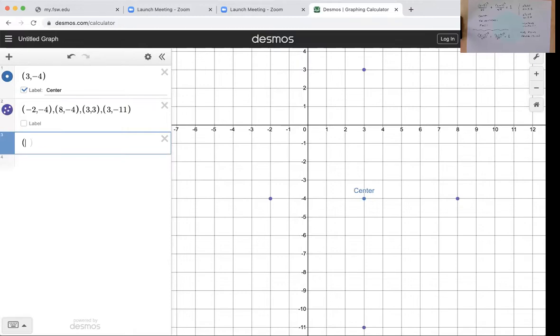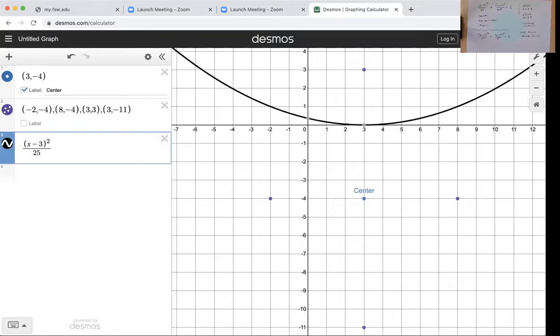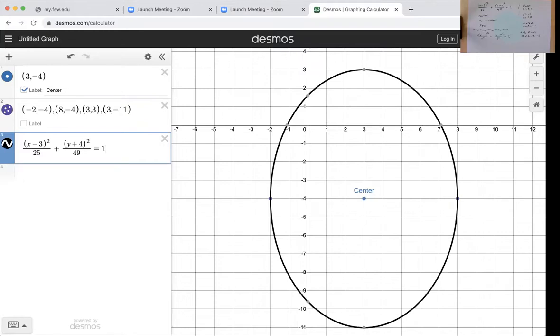So let's do that. X minus 3 squared over 25 plus y plus 4 squared over 49. And we hope it's going to go through those 4 vertices, and it does. So we have our center, we have our 4 vertices. Will they enable me to label these vertices? Sure. And now I need to get the focus, 2 focuses.